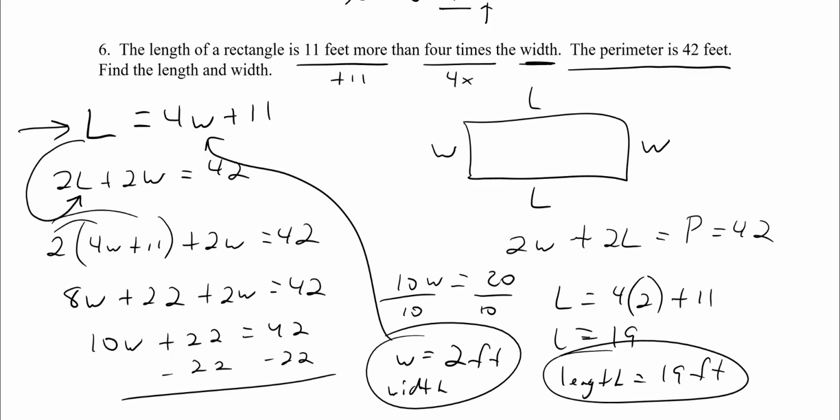And again, it's easy to check it. The length is 11 more than 4 times width. So let's multiply this width by 4. 4 times 2 is 8. 8 plus 11, 19. Nice. And the perimeter is 42. So if I multiply the length by 2, I get 38. And I multiply the width by 2, I get 4. 38 plus 4 is 42, which is a good check.